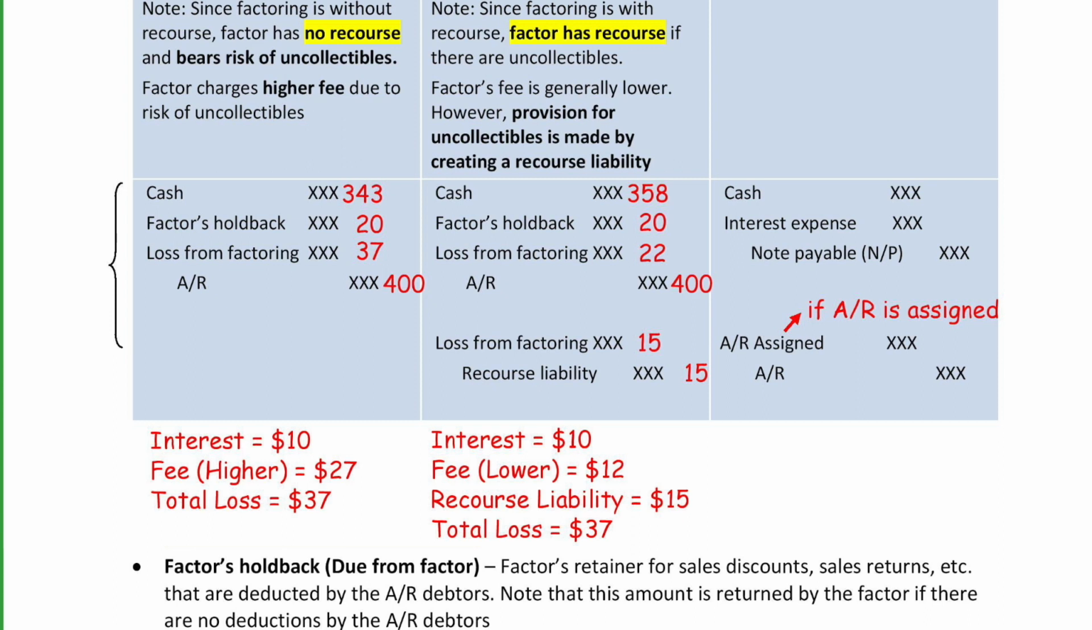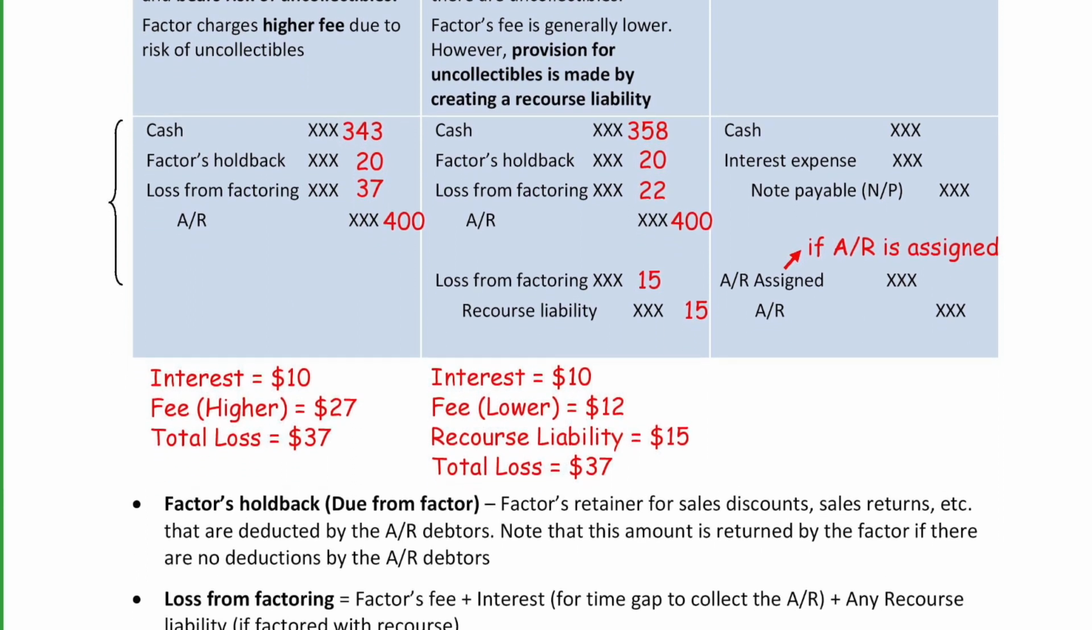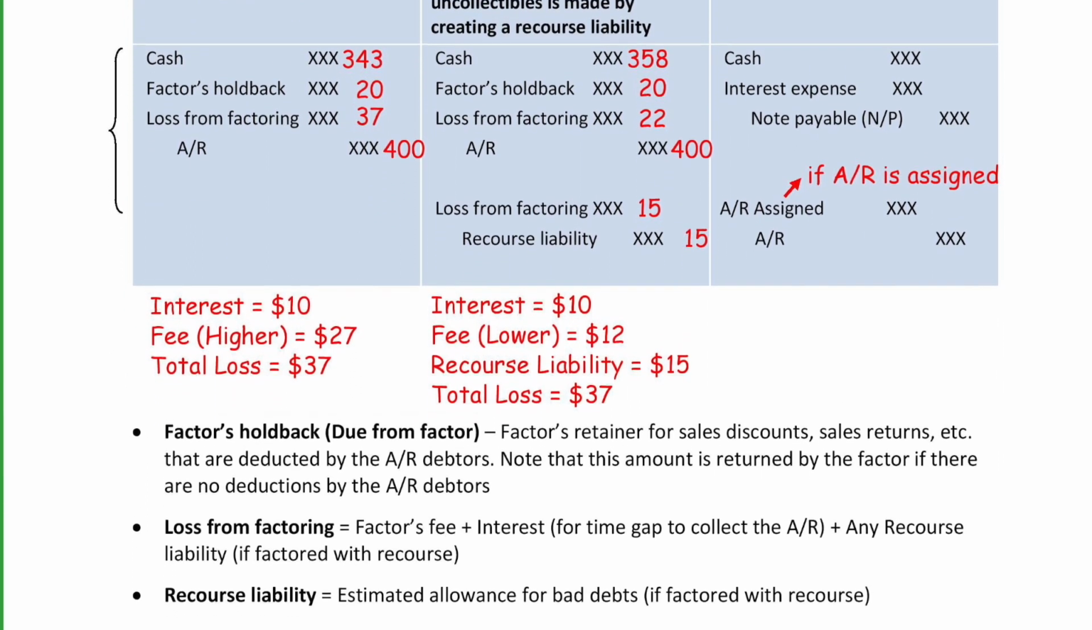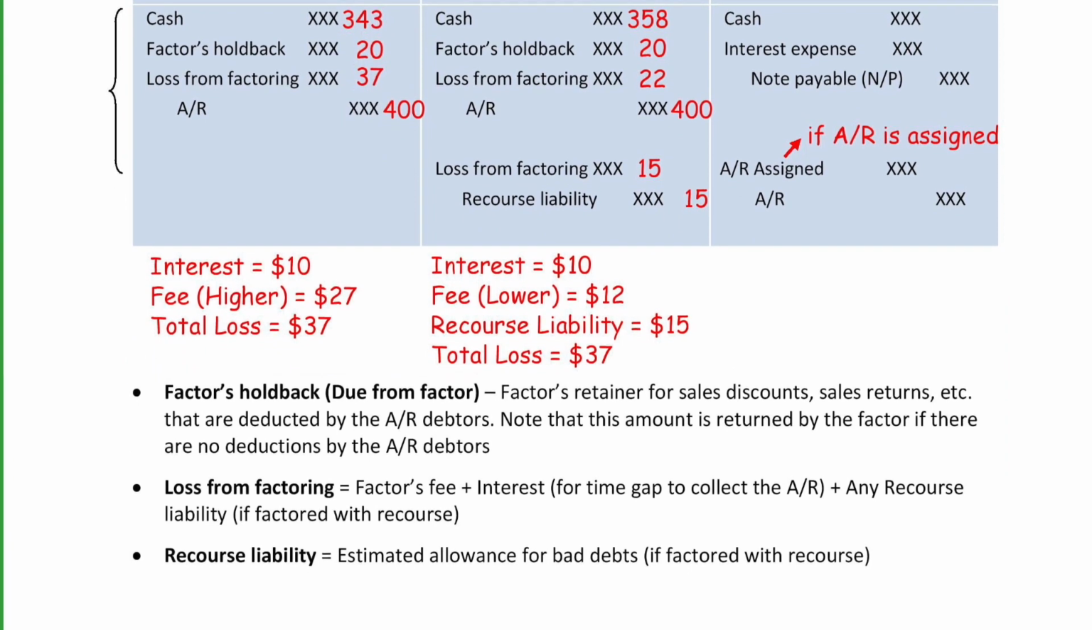Now let's understand a few terminologies that we have on these concepts regarding transfers of receivables. Highlight factors holdback due from factor. Now this is the factor's retainer for underlying sales discounts, underlying sales returns. So this amount would be returned by the factor if there are no deductions by the accounts receivables.